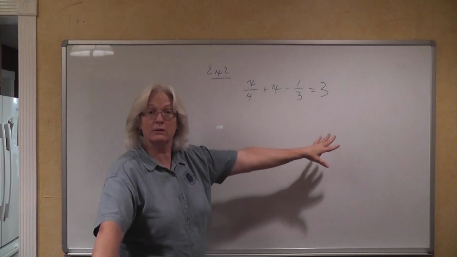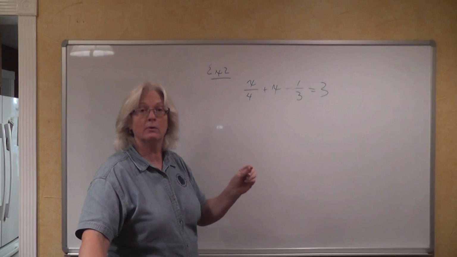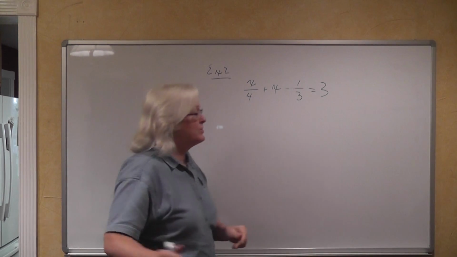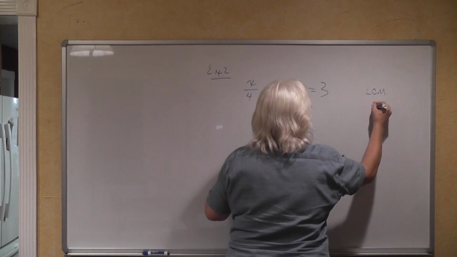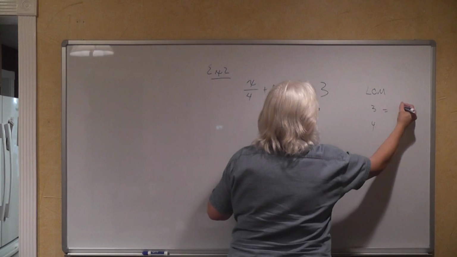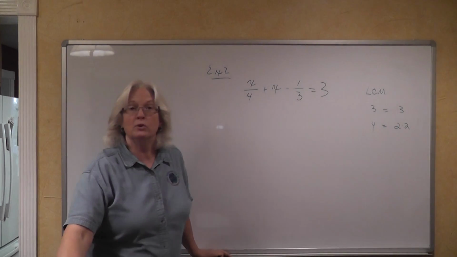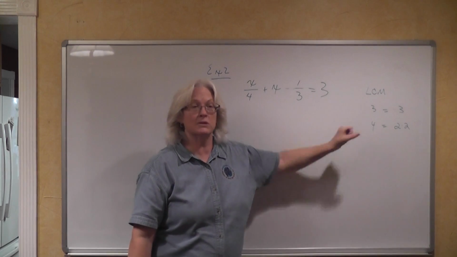We have an equation that contains fractions. How are we going to deal with this? Well, we're going to clear the equation of fractions by multiplying both sides by the least common multiple of the denominators. How do we find the least common multiple of two different numbers? Well, you prime factor those numbers.